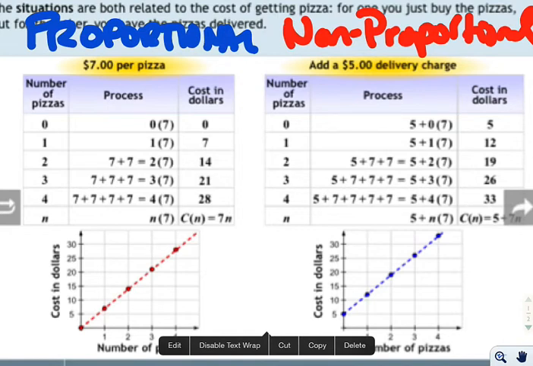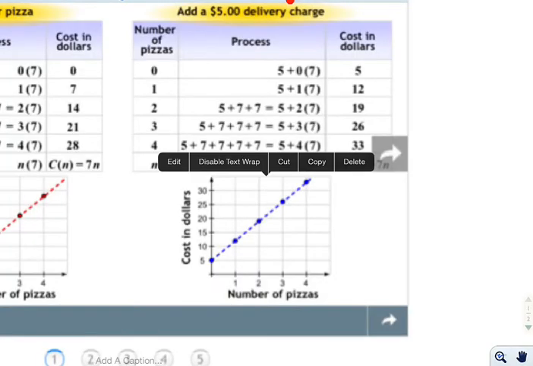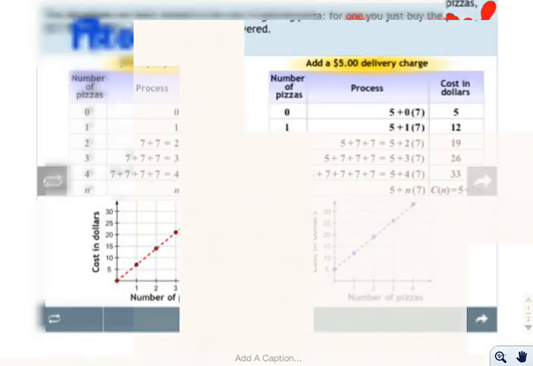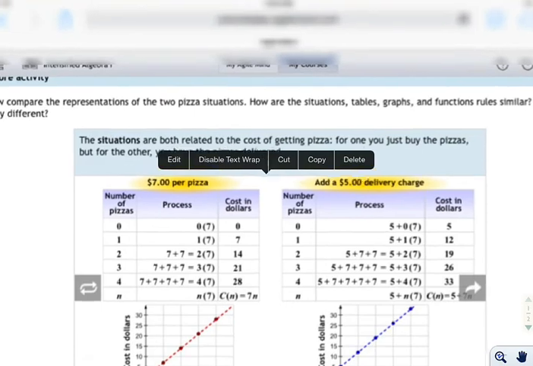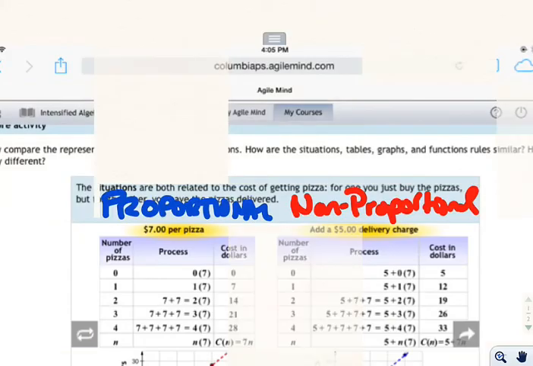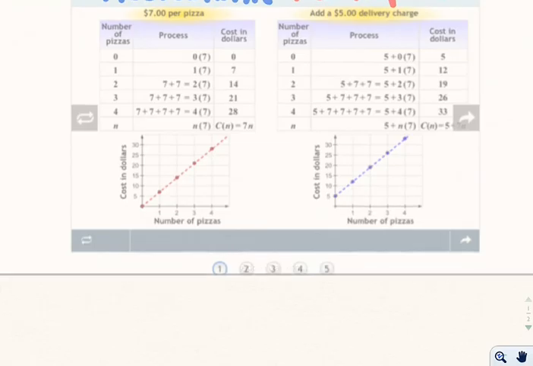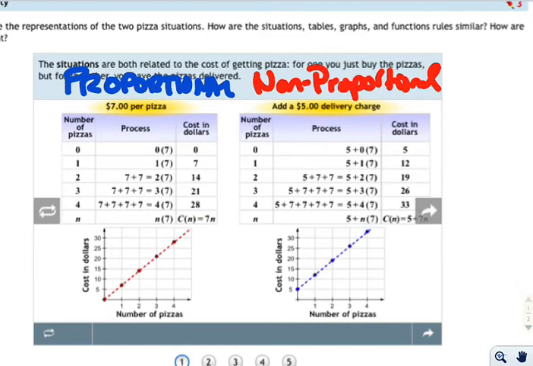So what we point out in class is that the biggest difference between, whoa, what's going on? Okay, here we go. All right, I don't know what's going on there.